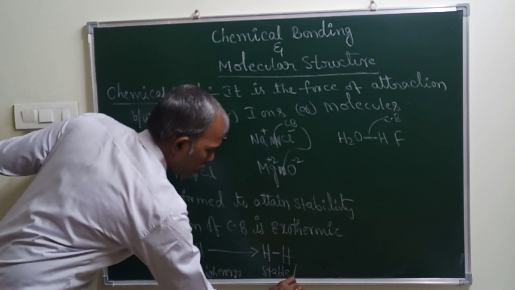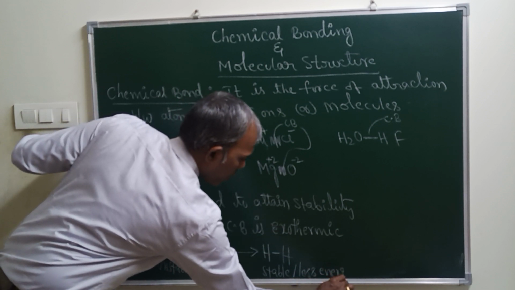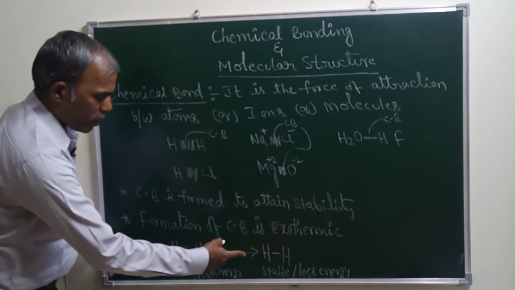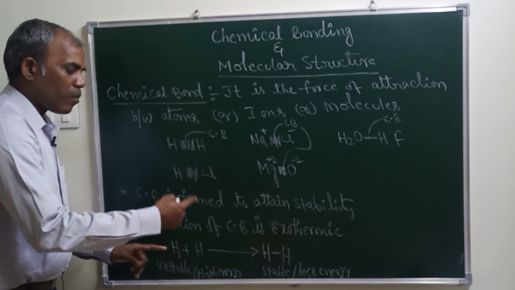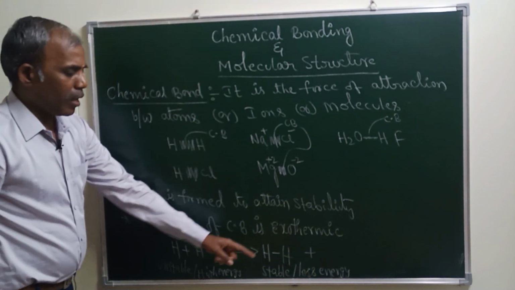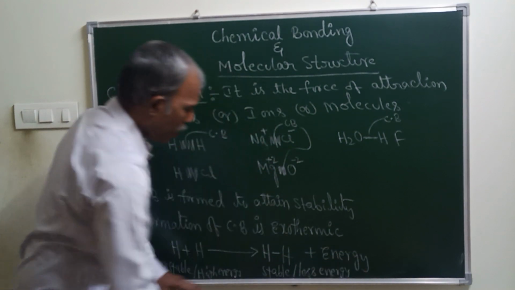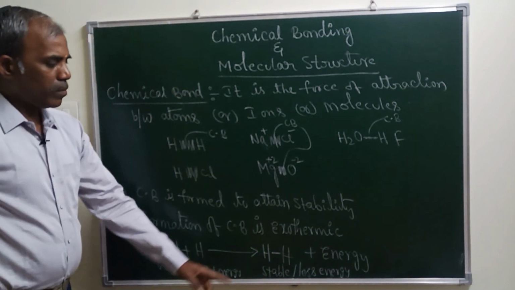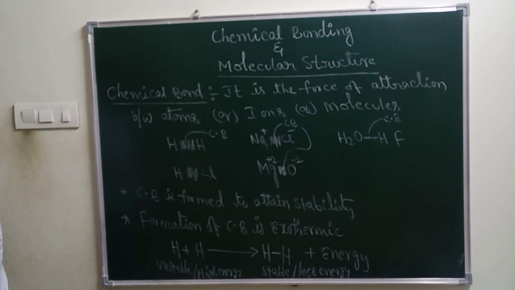Stable means less energy. So what happens to the energy? Here high energy, less energy. So that means a certain amount of energy is released while forming the chemical bond. Therefore, formation of chemical bond is always an exothermic process. Energy is released in the formation of chemical bond.